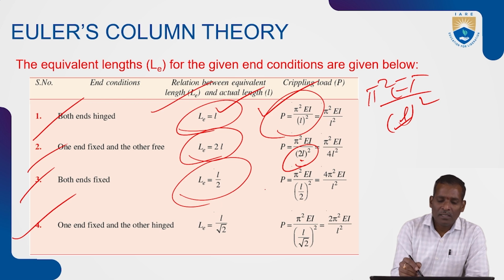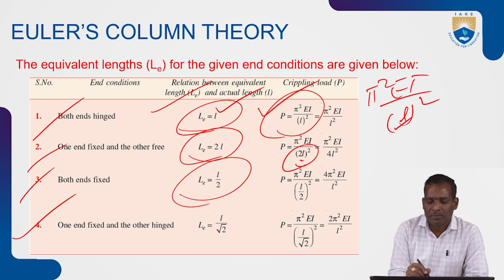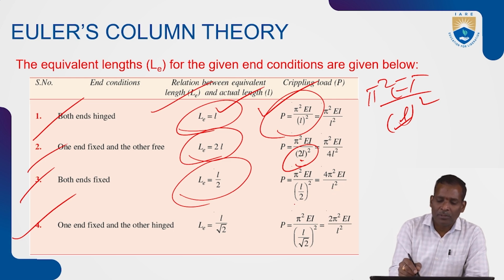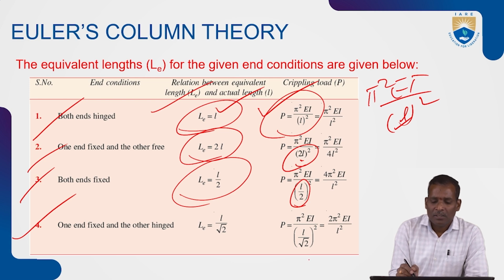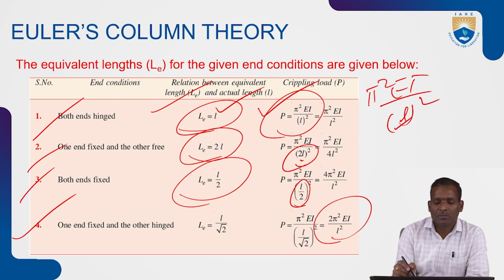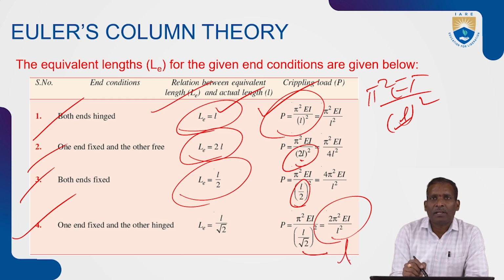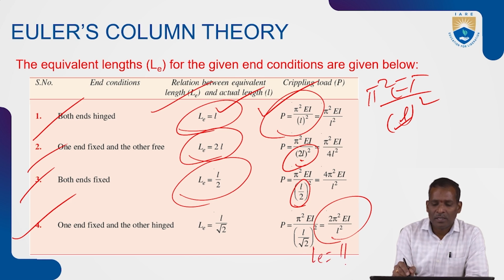Similarly, in this condition, both ends fixed, we have already derived the formula π²EI by L². In the case of L by 2, L is equal to L by 2, the equivalent length. Similarly, one end is fixed and the other end is hinged: 2π²EI by L². You can write π²EI by (L by root 2) whole squared. So this L is the actual length, and LE is equal to L by root 2.